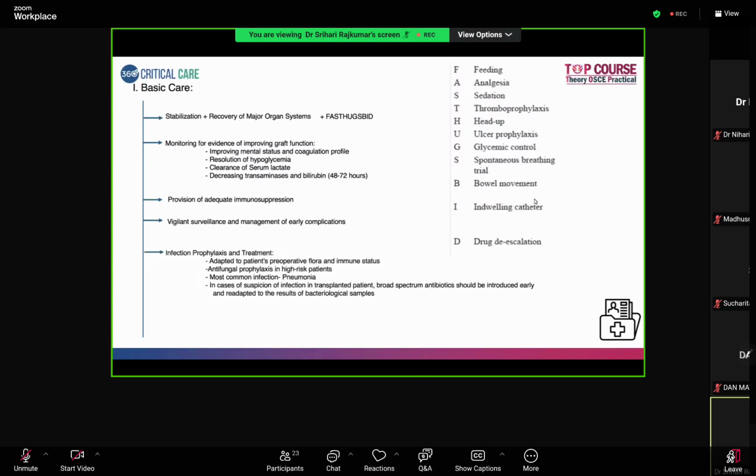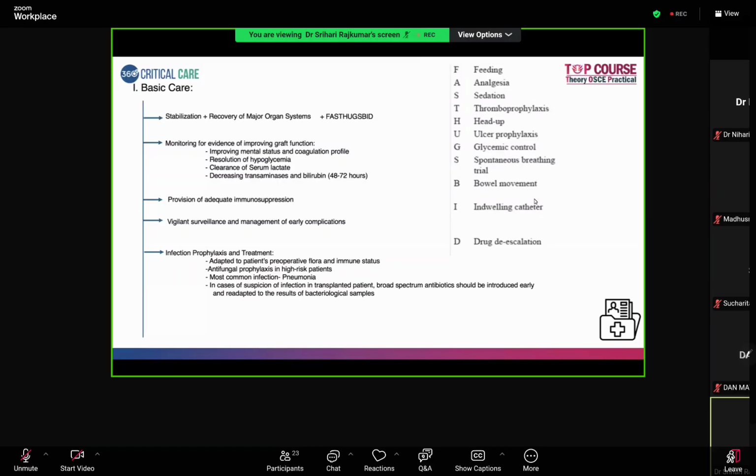And infection prophylaxis and treatment. So Niharika madam had very beautifully explained about the transplant related, post-transplant related infections that are likely to occur at various timelines. So with regard to liver, you need to adapt the antibiotic choices, prophylactic antibiotic choices based on the patient's preoperative flora and the immune status. Antifungal prophylaxis are to be added in high-risk patients, and most common infections that occur in post-transplant patients are pneumonias.